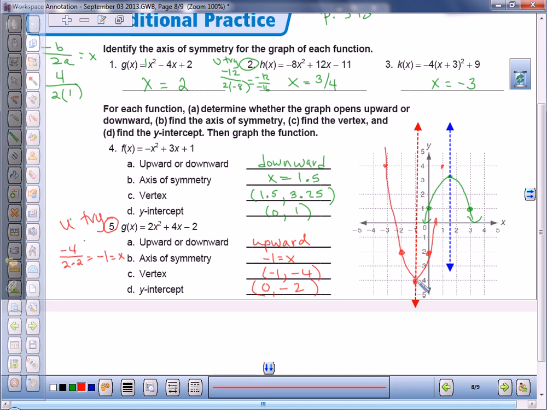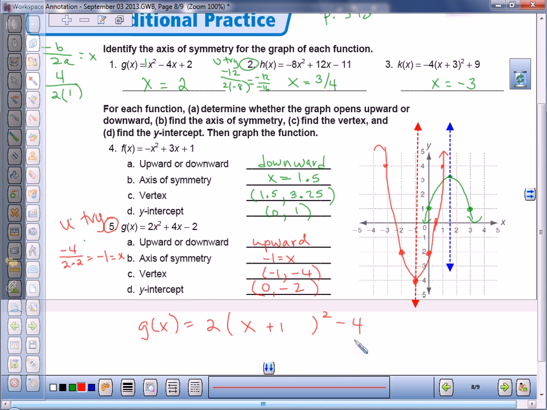Okay, what would this equation be in vertex form? E of x equals, what's my a? 2 times (x plus 1) squared. Good. And could you name all the characteristics? Yeah, you could. All right, last one we're going to do together today is number 8.